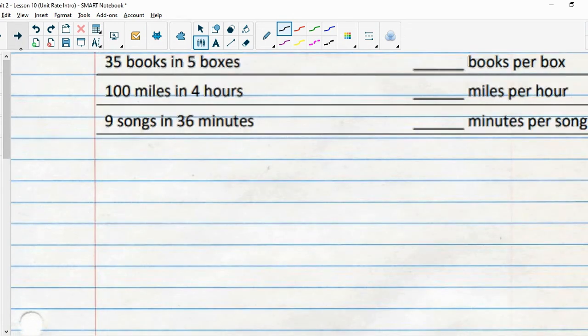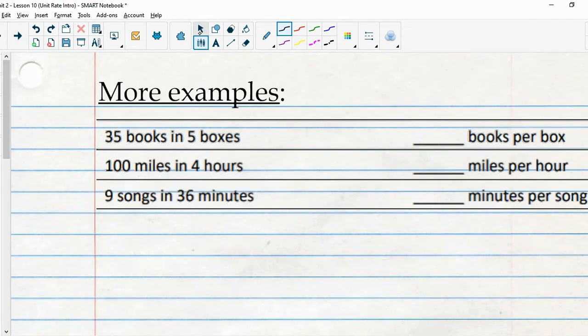So what do we do here? Let's do 3 examples, and then we'll call it a day, because the lesson is long. Then we'll continue tomorrow. Ready? Write these 3 examples down.